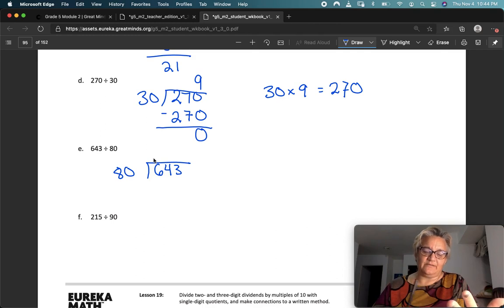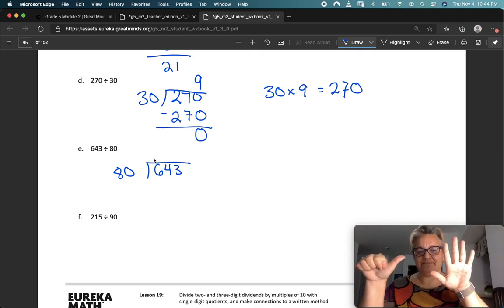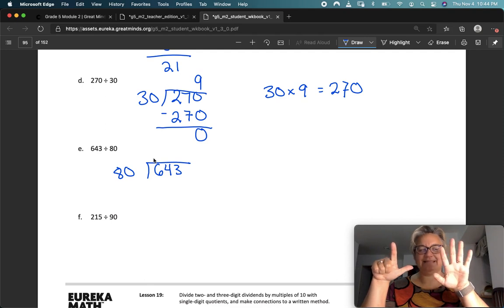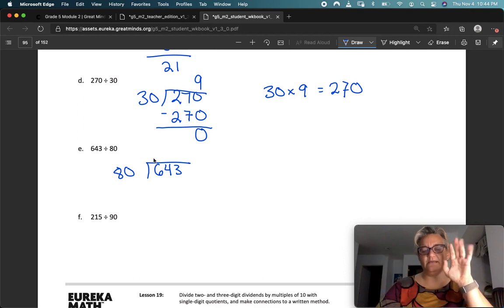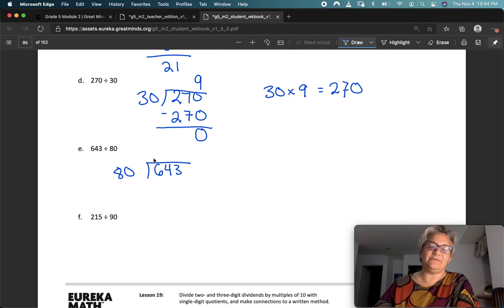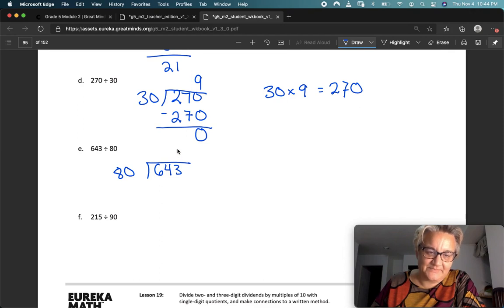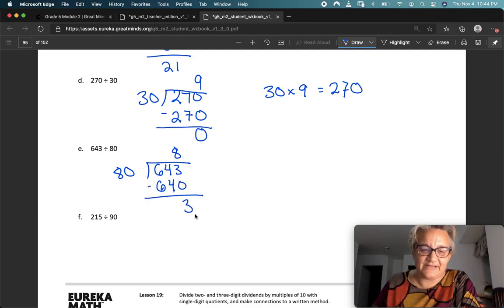40, 48, 56, what comes next? 64, right? And that's 8 times. 1, 2, 3, 4, 5, 6, 7, 8. Okay? So 80 will go into 640 8 times. So 8 times 80 is 640. But I do still have a remainder. 8's definitely not going to go into 3, so my remainder is 3.